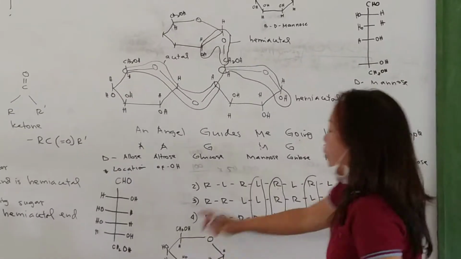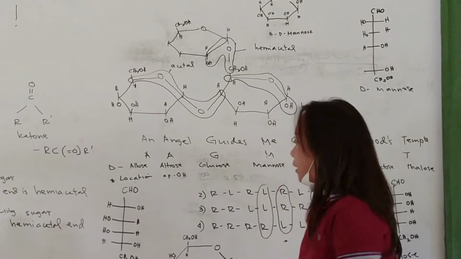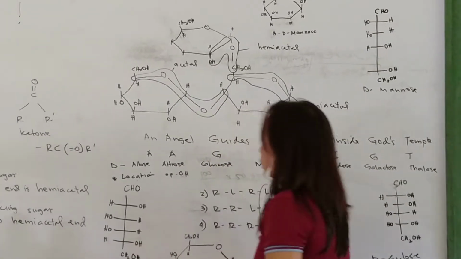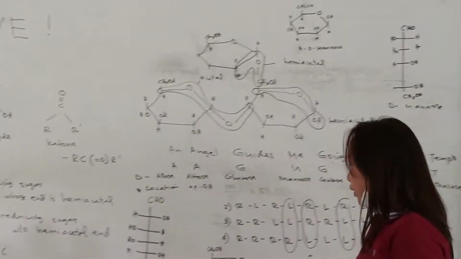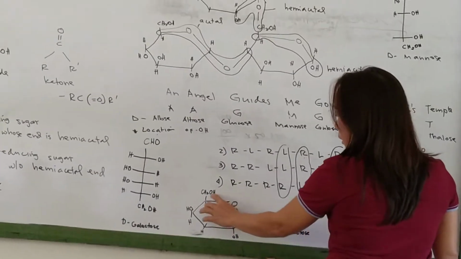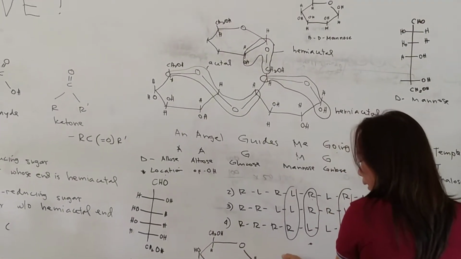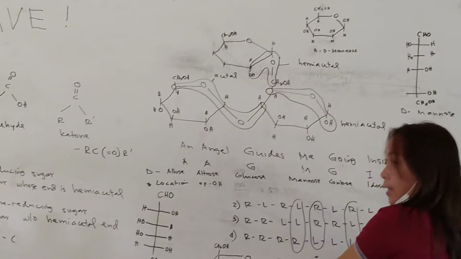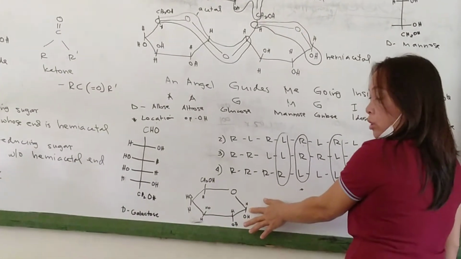Okay. Now, this is how we describe the galactose. This is in the Fischer projection. If you are converting it to Haworth projection, you have here the OH, H down there, and then you have to take note of the numbering of the carbons in the Haworth projection.